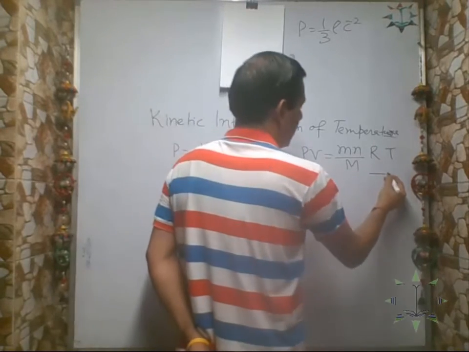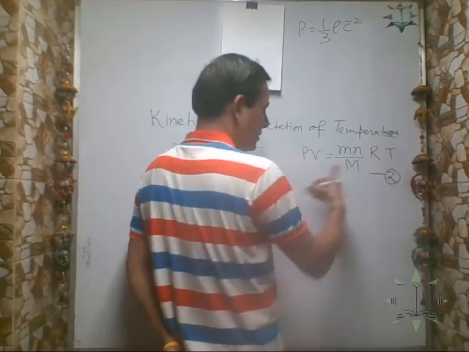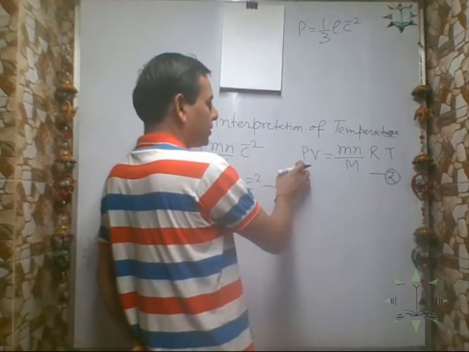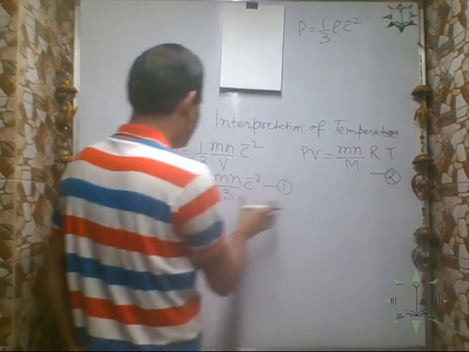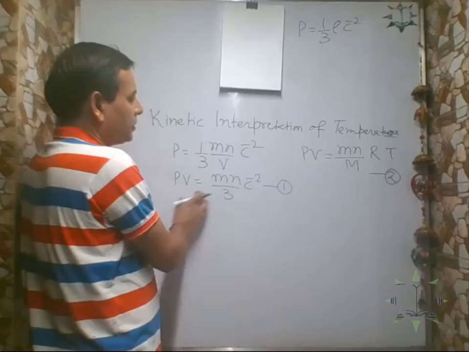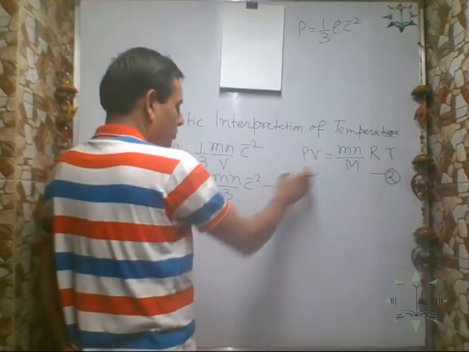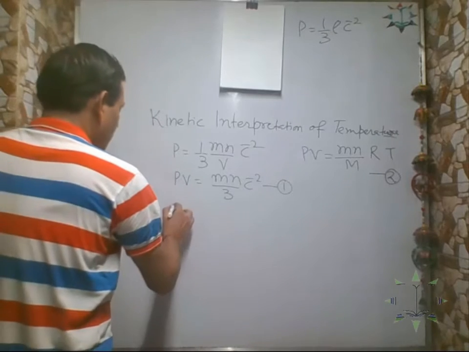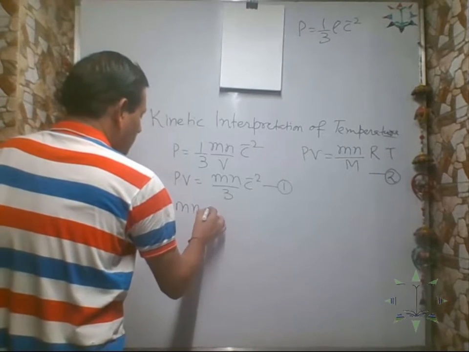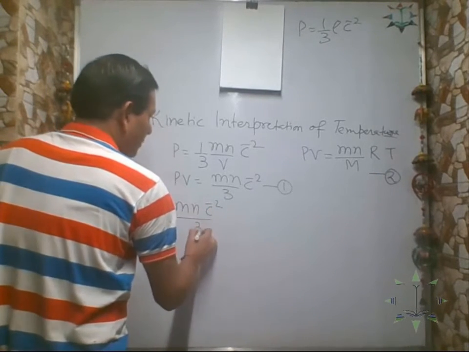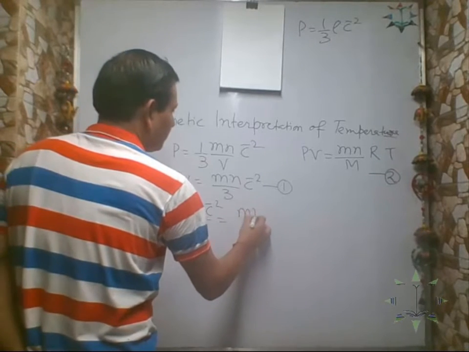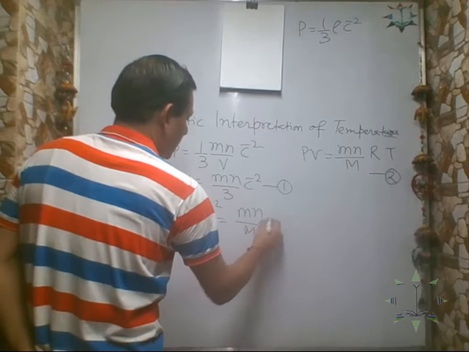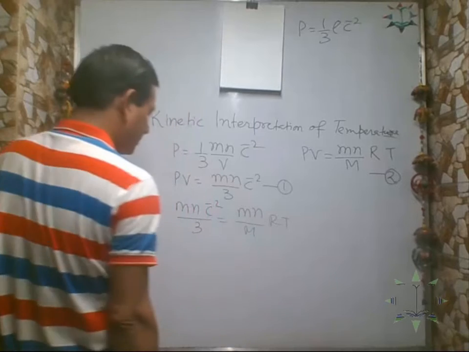So as per the gas equation, pressure into volume is this much. As per kinetic theory, pressure into volume is this much. So these two must be identical from equation 1 and 2, correct? So Mn C bar square by 3 should be equal to Mn by M RT, correct?